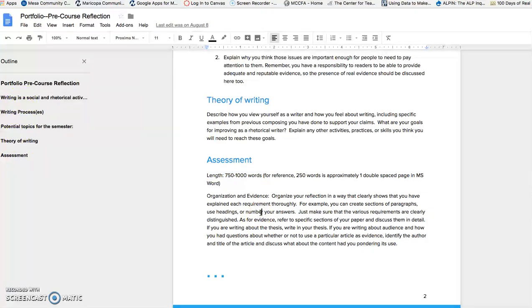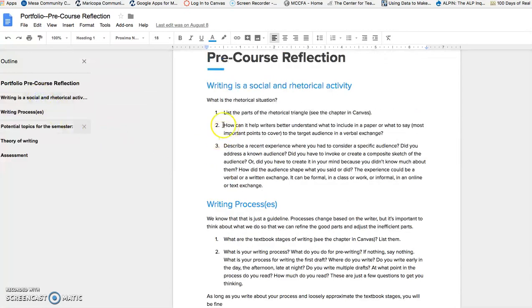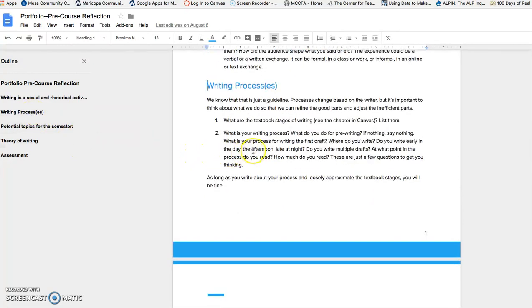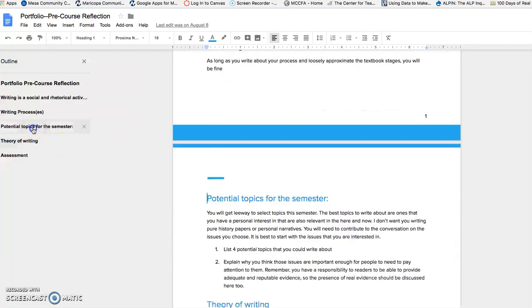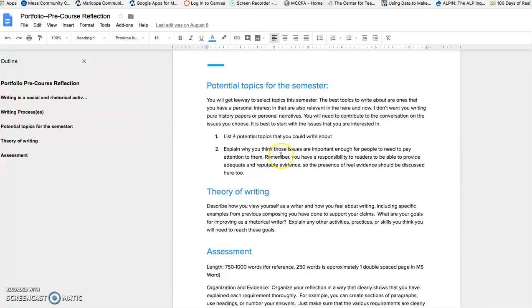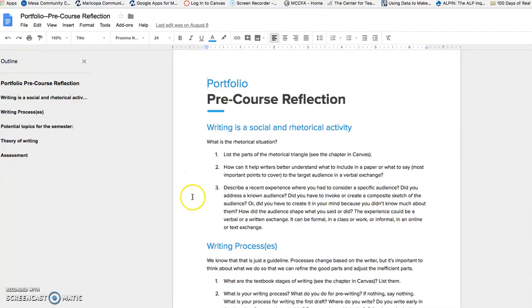And I'm going to assess you on the organization and the evidence. So if you have all the stuff about the rhetorical activity here, it's going to be well organized. If you answer the questions, it will be well organized. Do you develop them? Do you explain things? So in this first one, and you get to the third part about engaging audiences, do you actually talk about a particular experience? Do you actually talk about the ways that your writing was shaped by the audience? If you do, you'll be developing the ideas. For process, do you actually spend time talking about your process? Potential topics. You go through and explain why you think they're relevant. If you do all those things for all of the pieces, you will do perfectly fine on the pre-course reflection assignment.